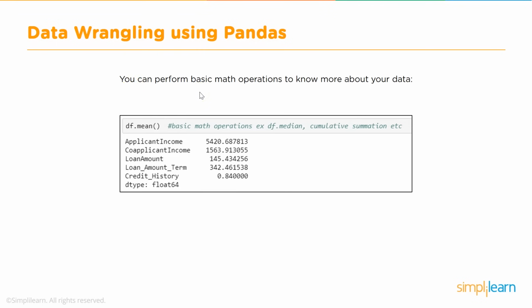So you can also perform some basic mathematical operations. We have already seen that we found out the mean. Similarly, if you call the mean method for the data frame object, it will calculate the mean for pretty much all the numerical columns that are available in this. For example, here applicant income, co-applicant income, and all these are numerical values, so it will display the mean values of all of those.